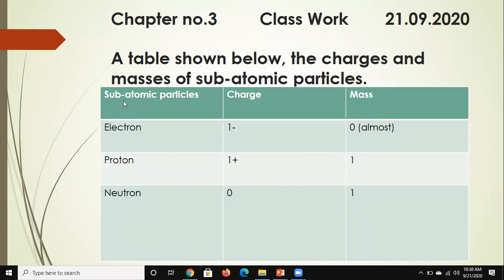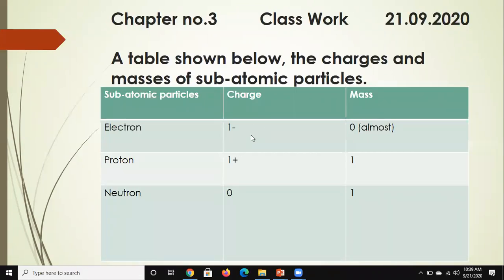We already discussed the subatomic particles in the previous lecture, that they contain three kinds of particles: electron, proton, and neutron. Right? This is clear now because these three particles are present inside the atom. Now, come to the point about the charges.